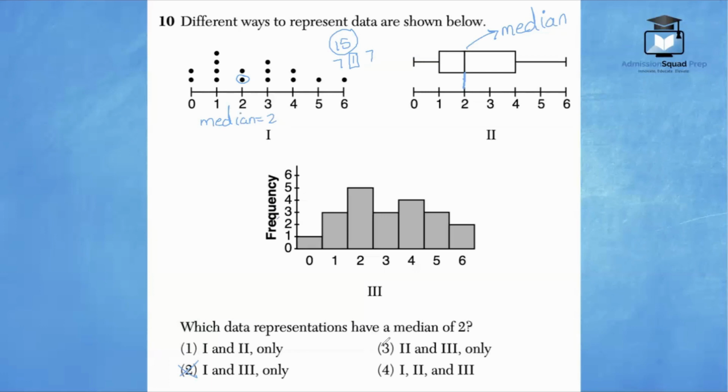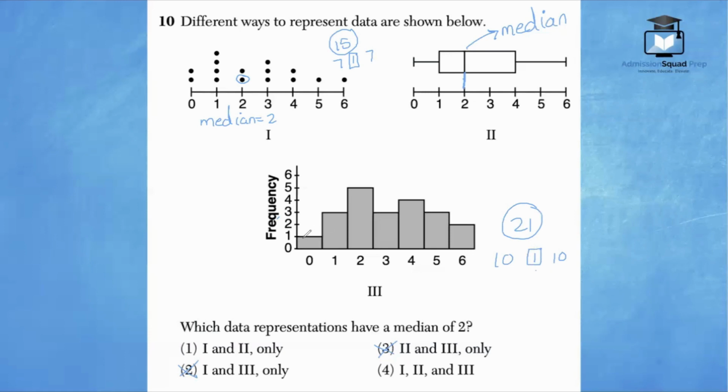So we can eliminate answer choice 3 because it has omitted the dot plot as one of the answers. And we know for sure that the median for 1 and 2 is both 2. For the histogram, we have 1, 2, 3, 4, 5, 6, 7, 8, 9, 10, 11, 12, 13, 14, 15, 16, 17, 18, 19, 20, 21 data points. So we're going to have 10 and 10, and the data point right in the middle, which is the 11th data point, is going to be the median.